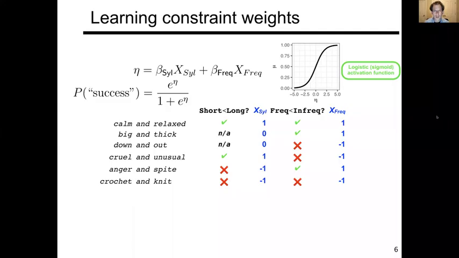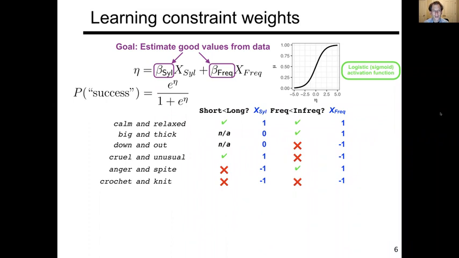Back to fitting our binomial model. We have at this point a model with two constraints. We have the logistic regression form. We have examples of how we can convert satisfaction violation profiles into these numeric codings. And our goal now is going to be to estimate good values for the model parameters.